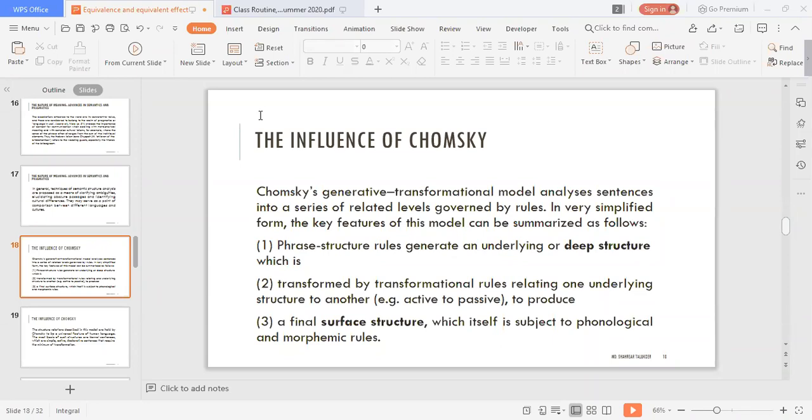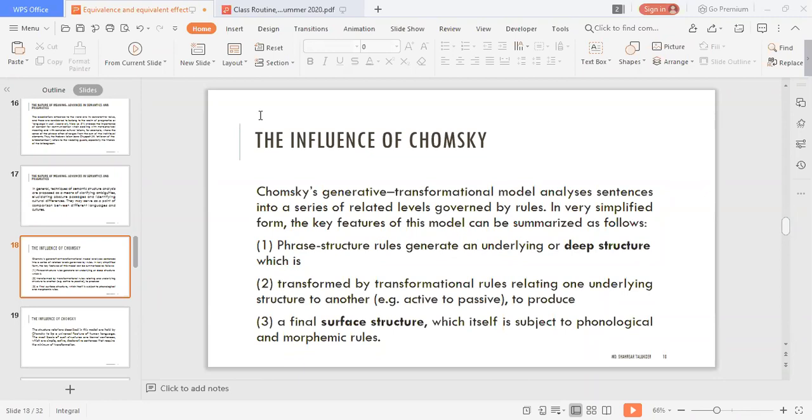Especially Nida and some other academicians worked on this, and they used Chomsky's transformative generative model to explain the very idea of translation, to define translation, and also to find out the pros and cons of translation work.